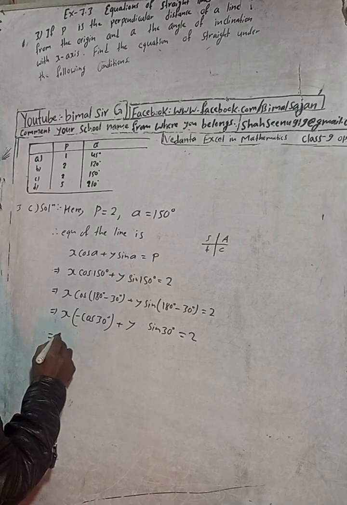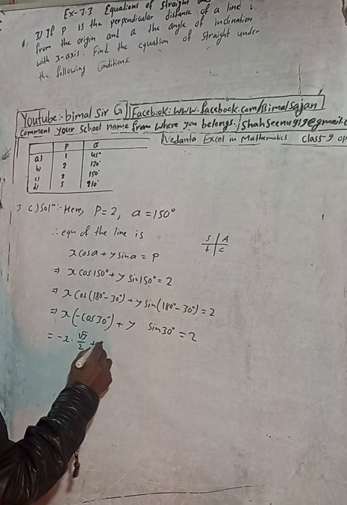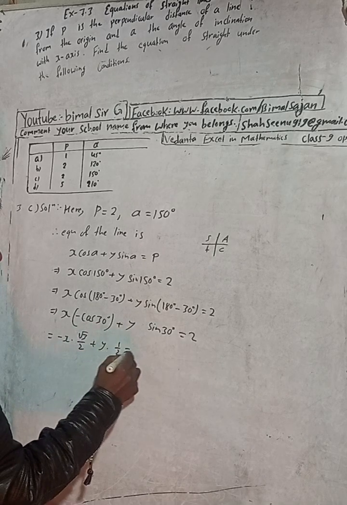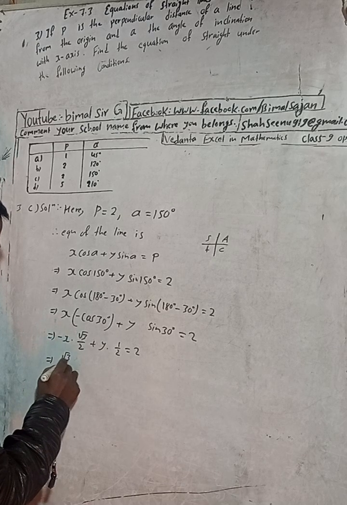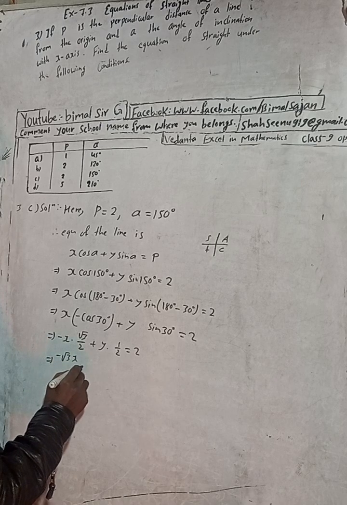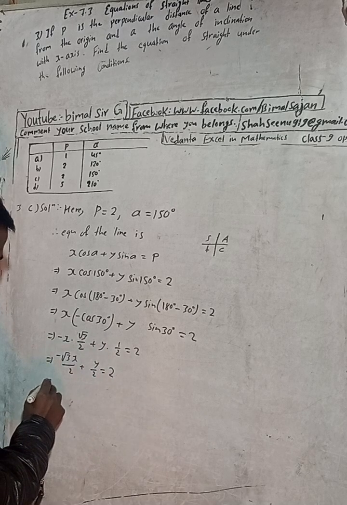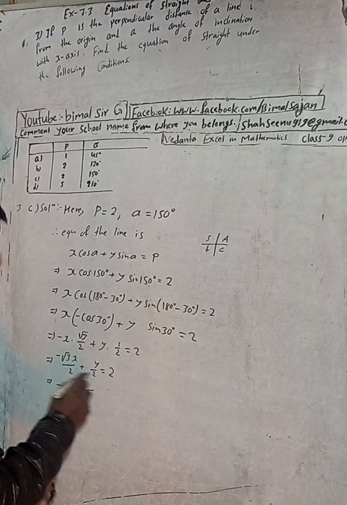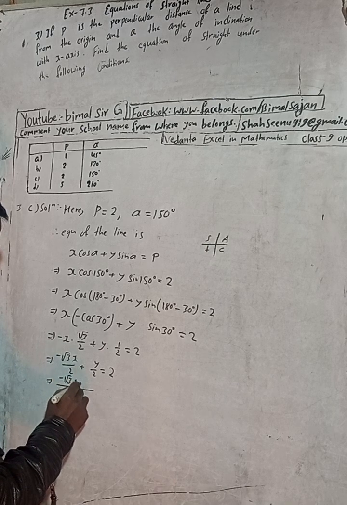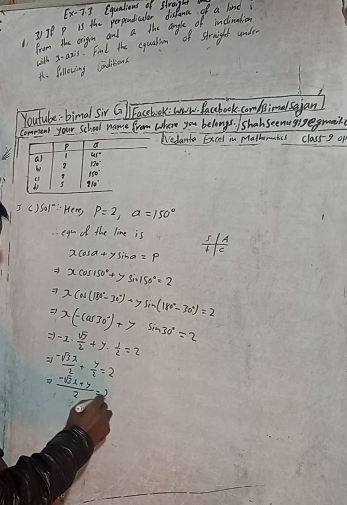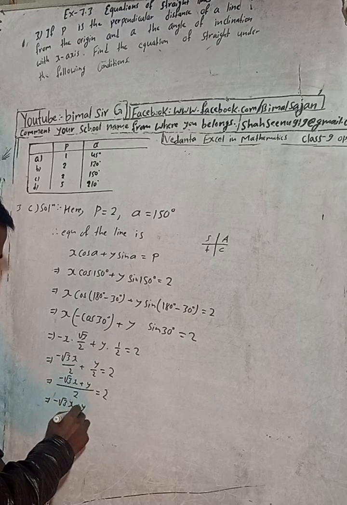Now here the minus into x will be minus x, and cos 30 is root 3 by 2, plus y, and sine 30 is again 1 by 2, is equal to 2. So minus x into root 3 is minus root 3x by 2, plus y into 1 by 2, is equal to 2. Taking the LCM, 2 as it is, this is minus root 3x plus y is equal to 2 into 2, which is 4.